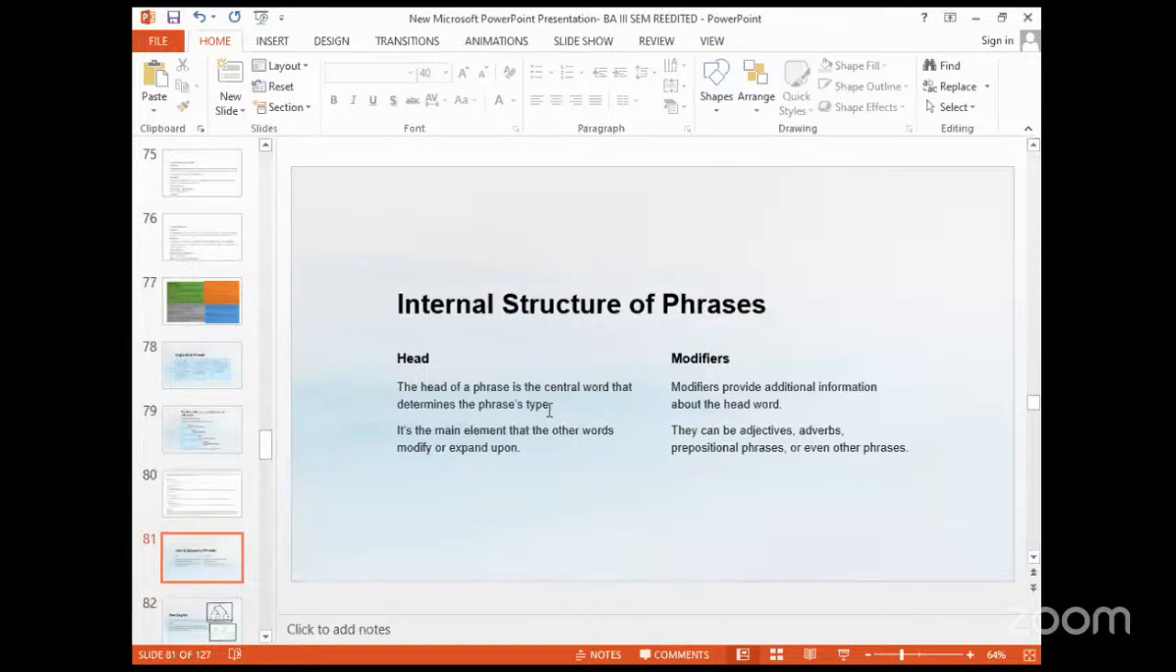Right. So if you look at the internal structure of phrases, how are they constructed? As I already told you, any phrase for that matter has a head. The head is what dictates the class of that phrase, whether it is a noun phrase or a verb phrase, etc. So the head of a phrase is the central word that determines the phrase's type. It's the main element that the other words modify or expand upon. Now, what are modifiers? The modifiers provide additional information about the head word. They can be adjectives, adverbs, prepositional phrases, or even other phrases, and at times they are determiners also.